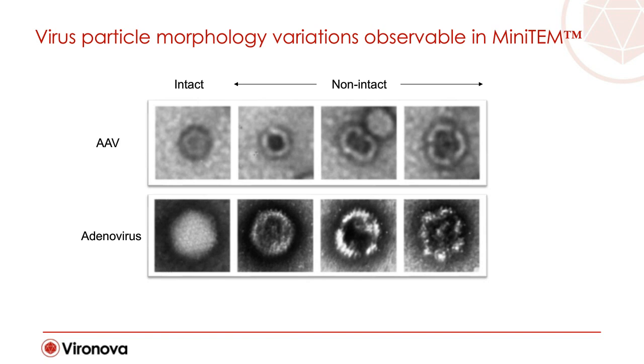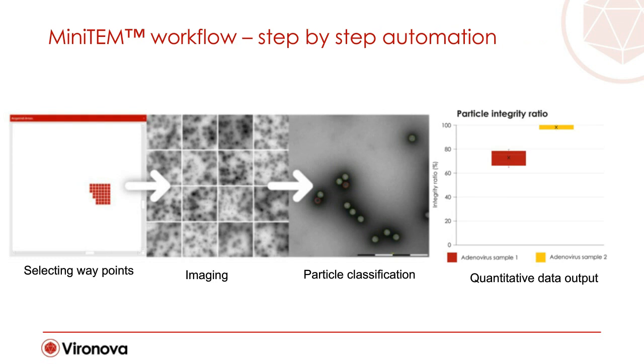Now, the automated workflow is the same as described previously, with screening over multiple sampling points over the sample grid, multiple images and particle detections and classifications, giving a condensed metric of the ratio of intact particles compared with all particles detected.